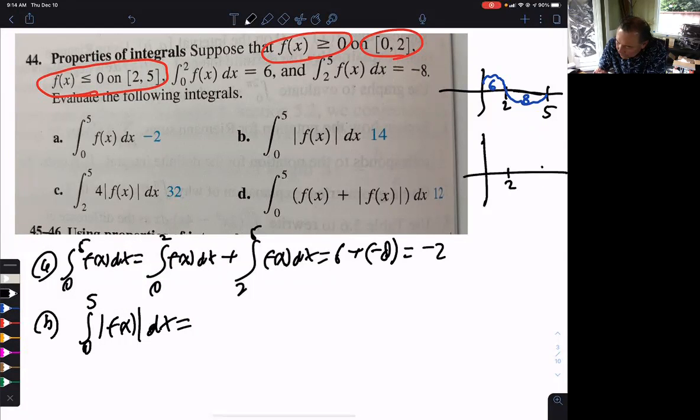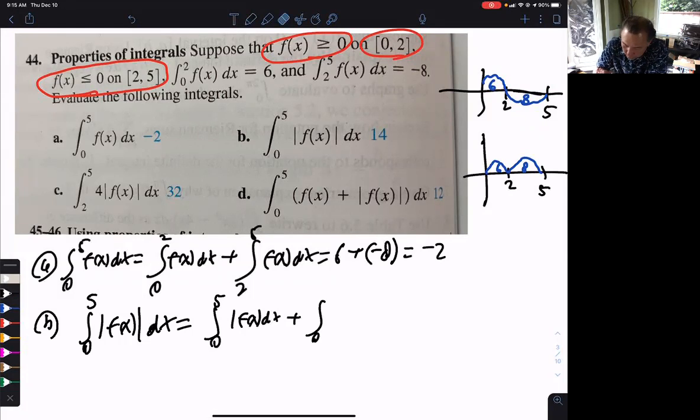What does absolute value do? It takes anything that's negative and flips it and makes it positive. So the new graph is going to look like this, where that has an area of 6, that has an area of 8. So this would be the integral from 0 to 5 of absolute value of f of x dx, the integral from 0 to 2 plus the integral from 2 to 5 of absolute value of f of x dx.